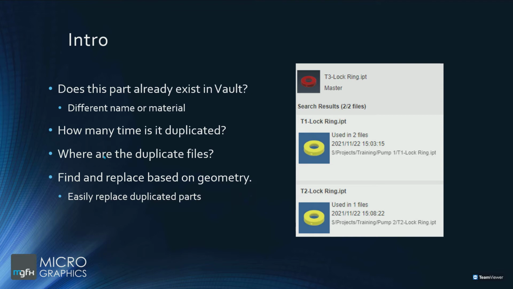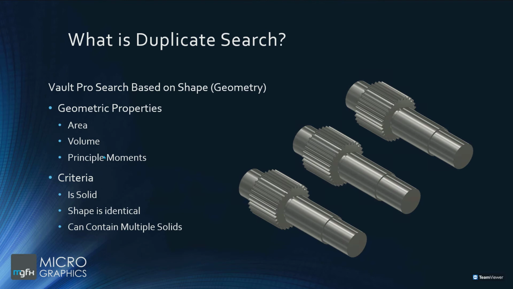So those are the ideas behind where duplicate search would help, and the intro into why we would look at it. What we're going to go to next is, what is duplicate search? In the next couple of slides, we're going to introduce how duplicate search works, how components qualify for duplicate search, and what qualifies a duplicate.